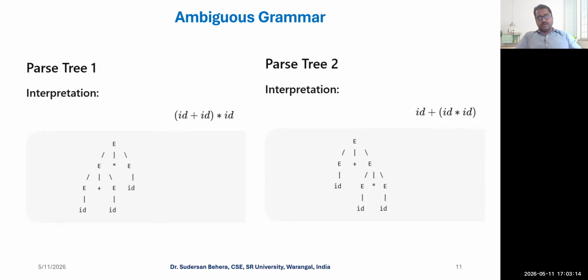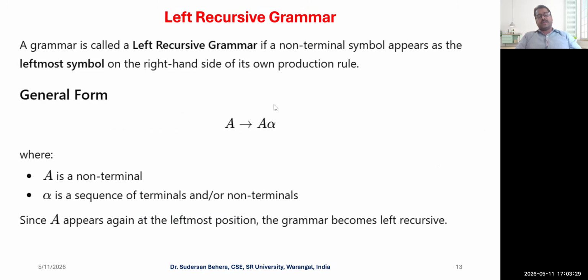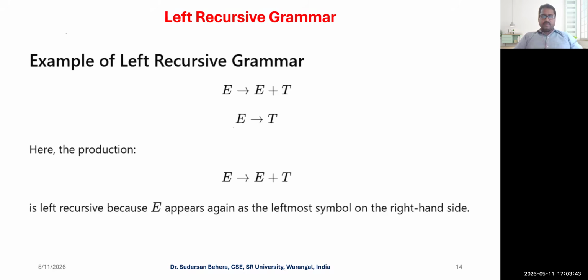So this is about ambiguous grammar. In the next class, we will discuss how to remove ambiguity from the grammar, followed by another type of grammar called left recursive grammar. Once this topic is complete, we can resume our previous discussion, that is top-down parsing and bottom-up parsing.